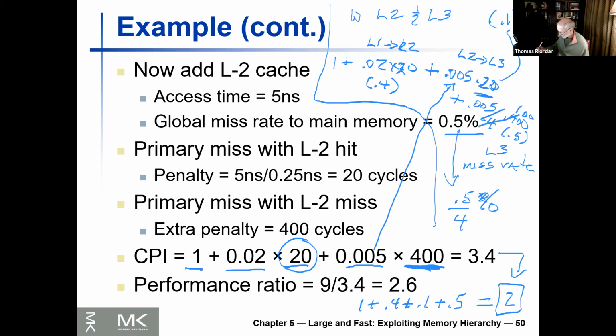almost 2. And so relative to the primary cache only system, we now have 9 over 2, which equals whatever 9 over 2 equals. What is that, 4.5? So now we've improved the performance by a factor of 4.5 over the primary. And we've got the CPI down now to a very respectable 2. So we started out with 1 and we only raised it by 1 with all of the cache misses in the system.